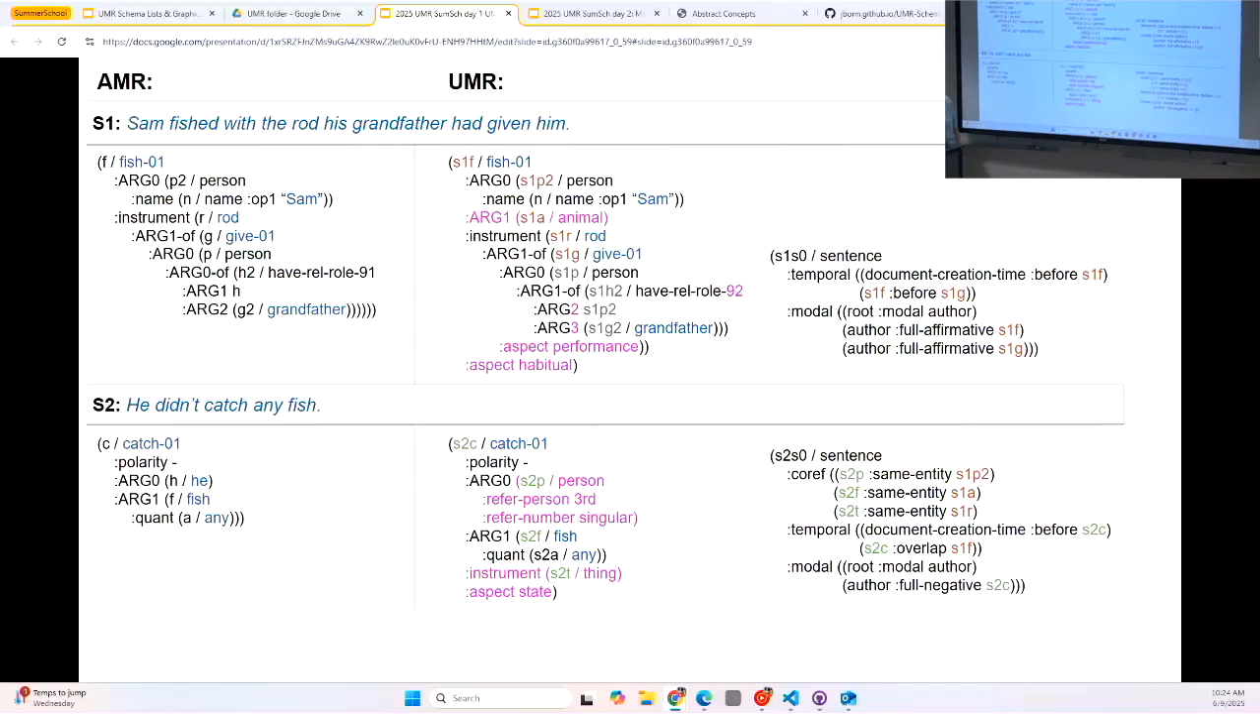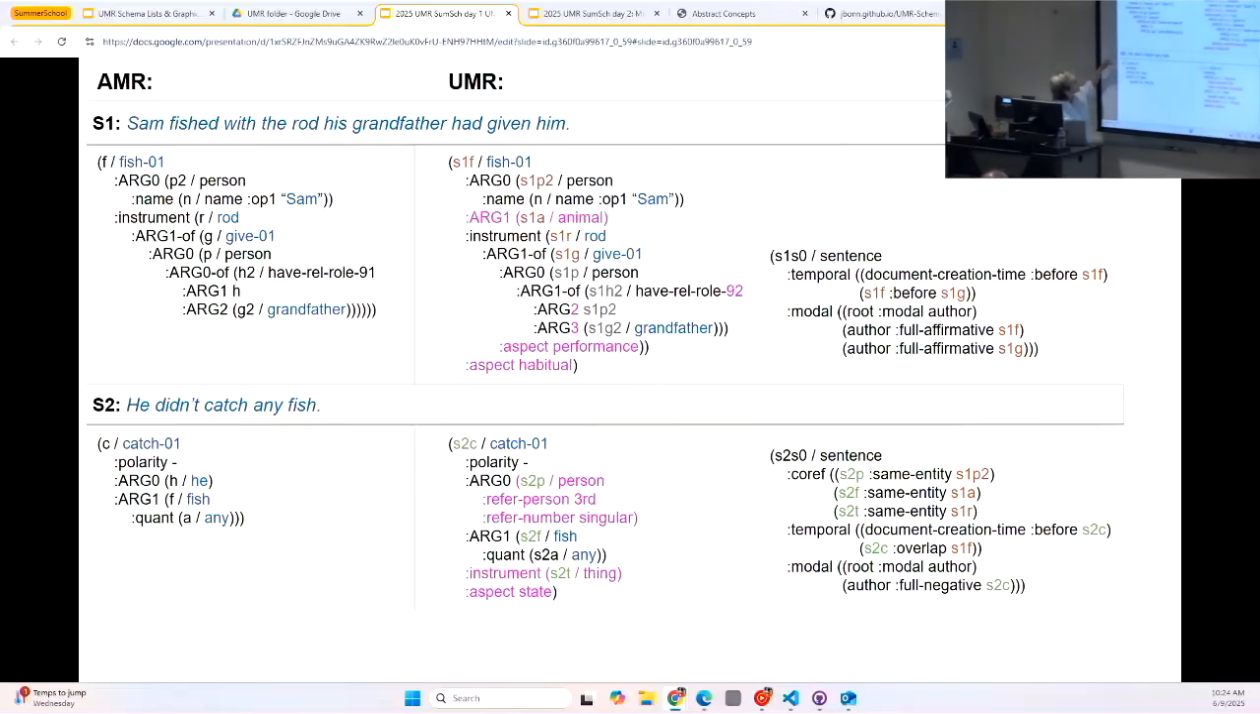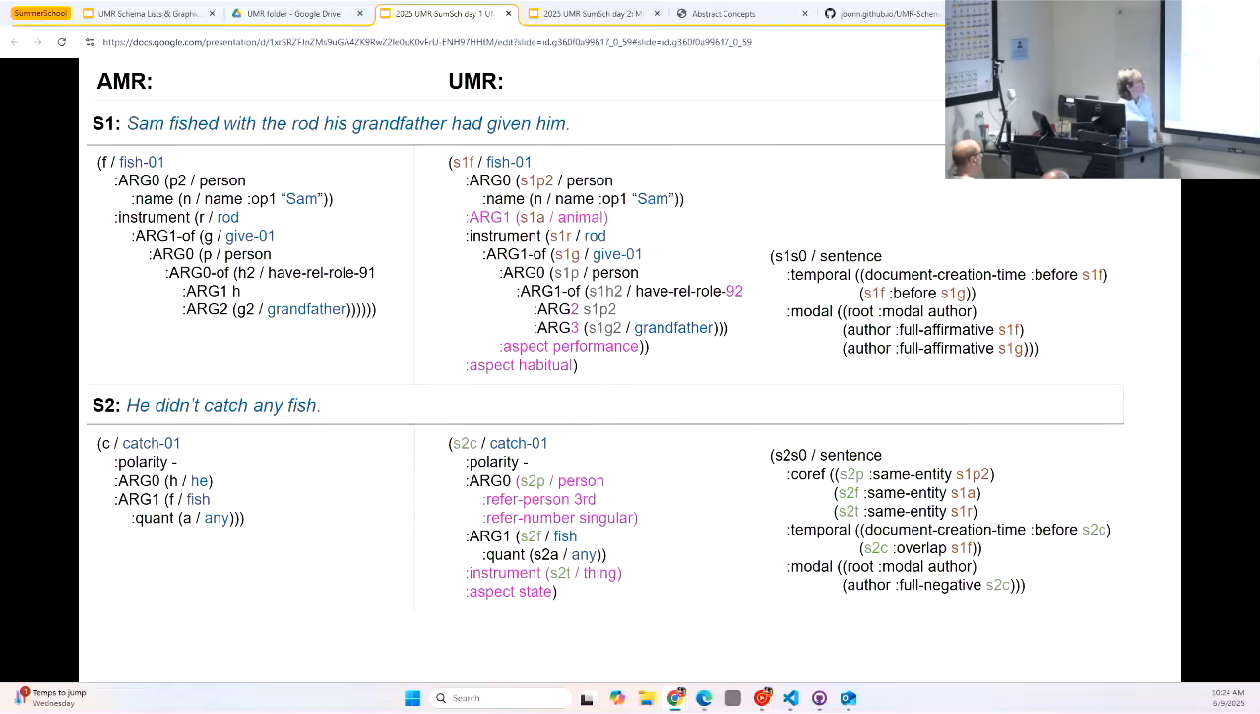So the advantage of a graph like this, even though they're rooted with a single node at the top, I don't think I have inverse relations in here, but basically there are different ways. There are two. Are there? Arguing. Oh yeah, arg1 up, yes. Okay, Sam fished with the rod his grandfather had given him. So you could rearrange this graph and have give up at the top. Really, you could rearrange it and have any node at the top because you have these inverse relations. You can just reorganize things, and they would be logically equivalent.